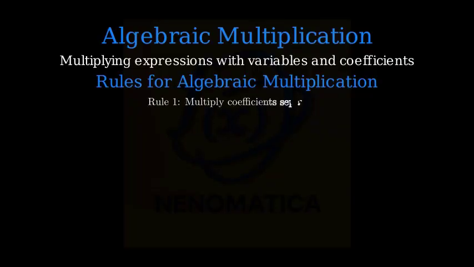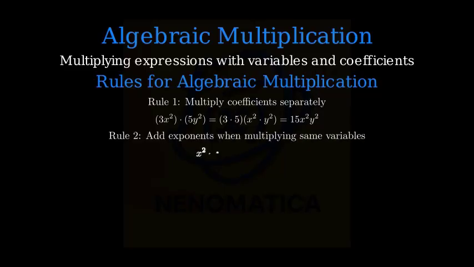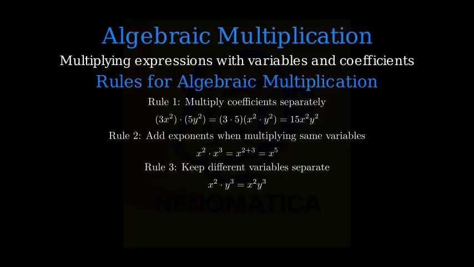When multiplying terms, we multiply the coefficients separately from the variables. When multiplying the same variable, we add the exponents. For example, x squared multiplied by x cubed equals x to the fifth power. When multiplying different variables, we keep them separate and add their respective exponents. For example, x squared times y cubed remains x squared y cubed. These rules will help us simplify expressions as we work through our examples. Let's begin with our first example.